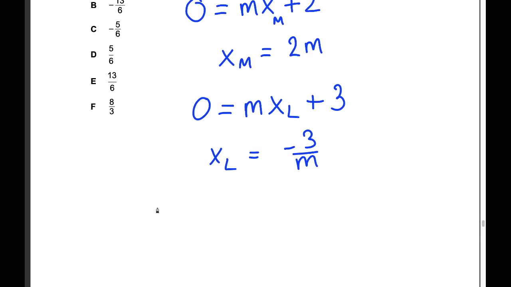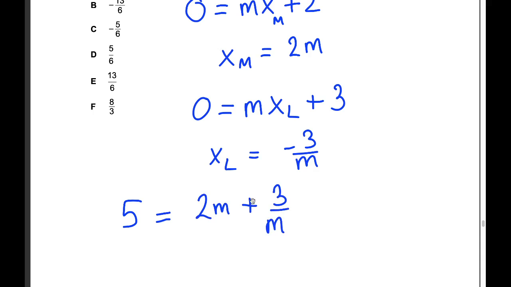So to work out that length, we know the length between them is 5. That's just going to be xm minus xl. Only minus xl because it's negative, it's on the wrong side. So we're looking for the distance between them. That will be xm minus xl, so we're going to remove that minus sign effectively. It's going to be 2m plus 3 over m.